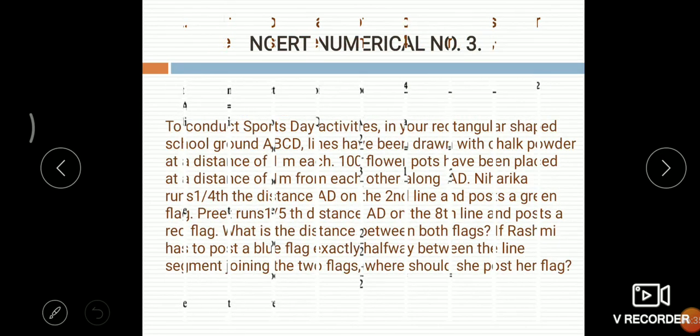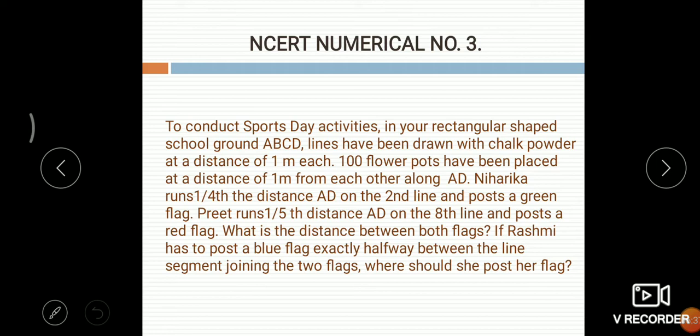Now, moving further, this is numerical number 3. It is a very logical question and very interesting also. Let us see. To conduct sports day activities in your rectangular shaped school ground ABCD, lines have been drawn with chalk powder at a distance of 1 meter each.